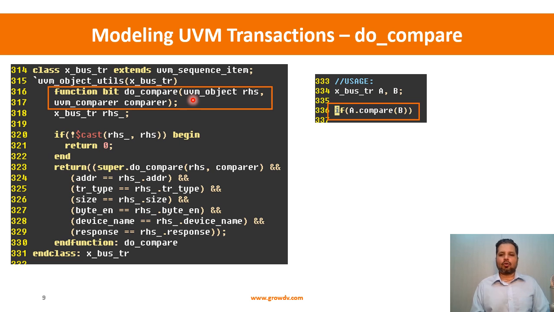It will return true or false depending on whether the comparison has passed or failed. And again we have this argument, which is the same UVM object RHS, but we have one more additional argument called UVM comparer. This is called a policy class.